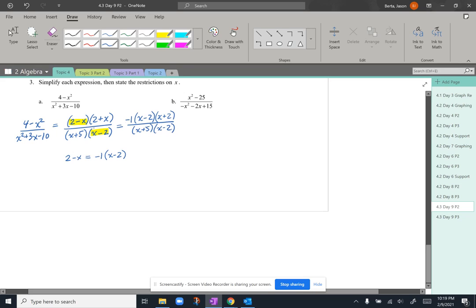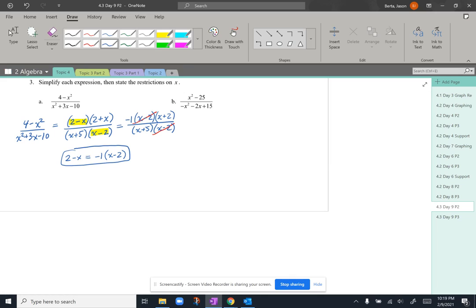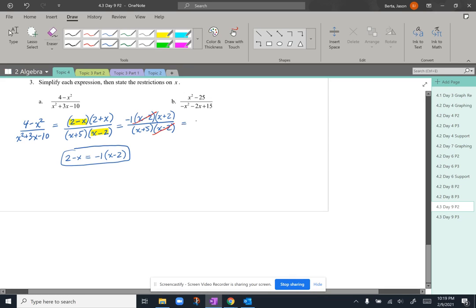Now, what I've done by converting this is I've created x minus 2 in both the numerator and the denominator. So by doing that, I can go ahead and eliminate those, and I can get this into a simplified form as follows. Negative x plus 2 over x plus 5.